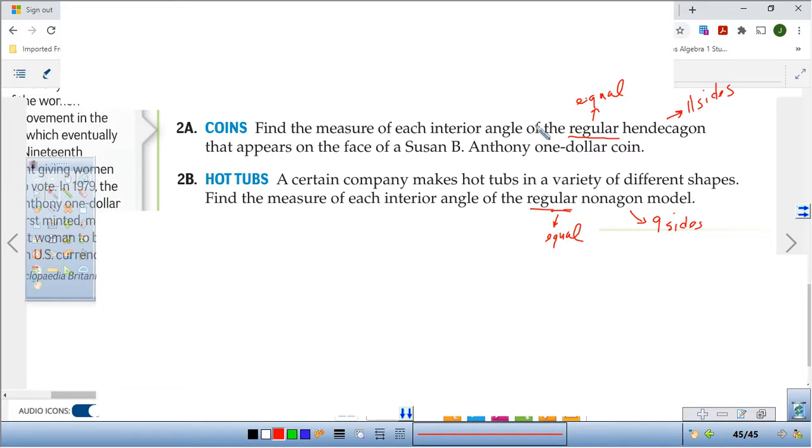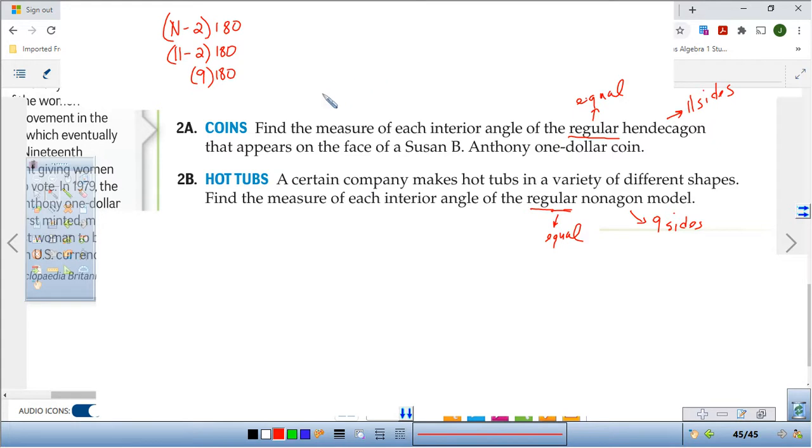Okay, let's try this out real quick. I need some magic. Anybody have a calculator? Okay, so we're going to find the measure of each interior angle of a regular, which means equal sides, equal angles, Heptagon that appears on the face of a Susan B. Anthony $1 coin. So regarding this one, remember the formula, n minus 2 times 180. The Heptagon means 11 sides, so we're going to substitute the 11 in for that n. Now it's going to be 11 minus 2, 9 times 180.